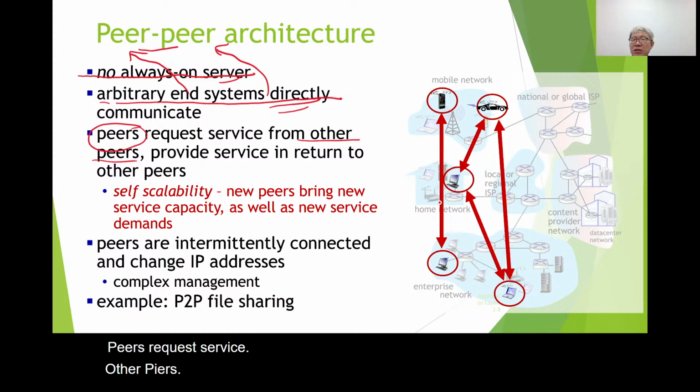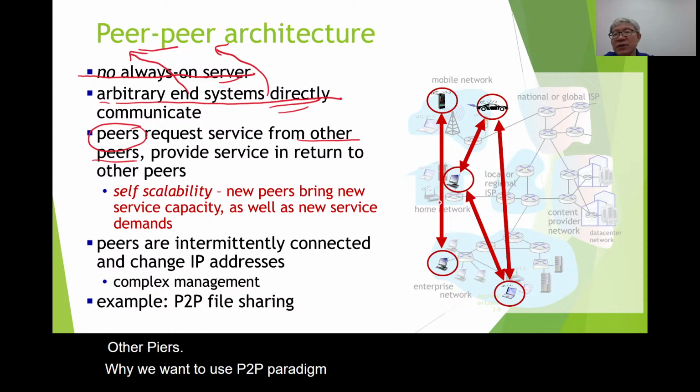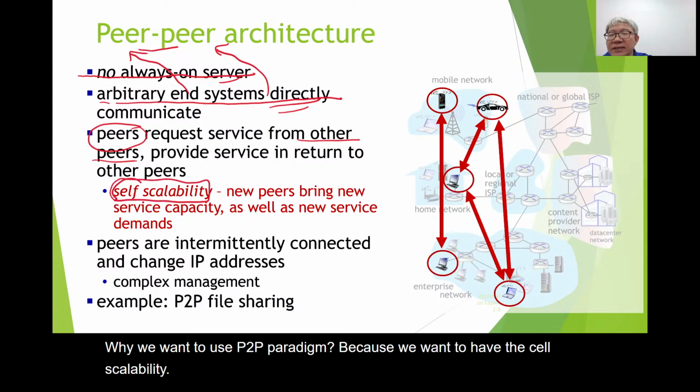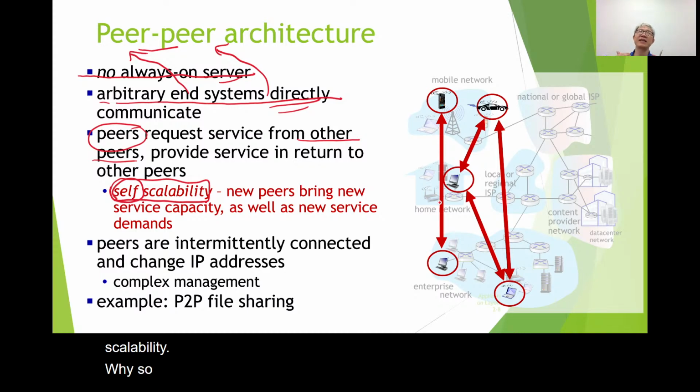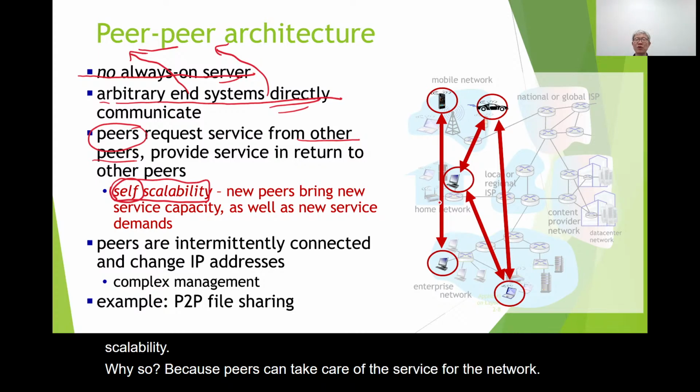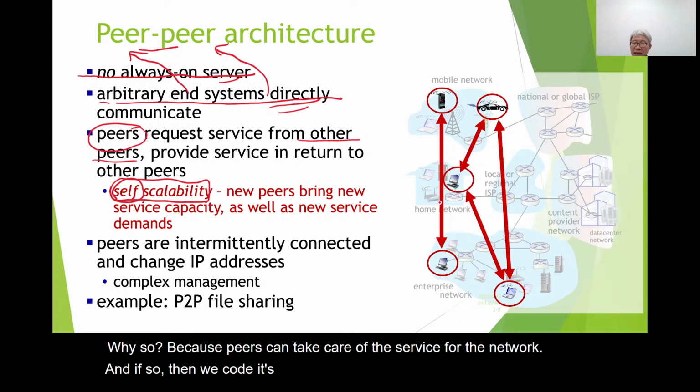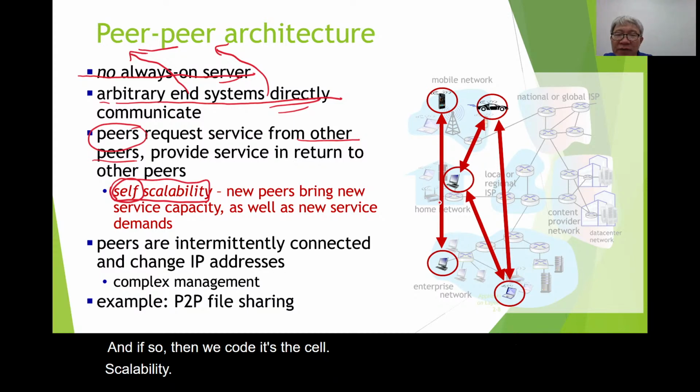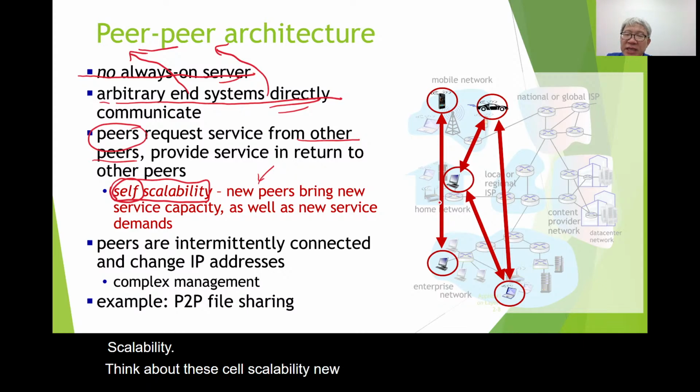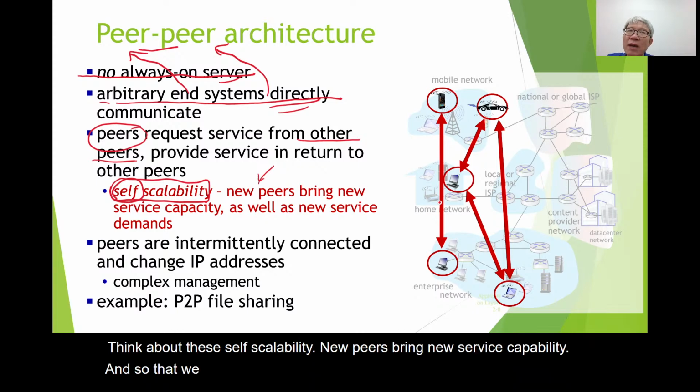Why do we want to use the P2P paradigm? Because we want to have self-scalability. Why self? Because peers can take care of the service for the network, and if so, we call it self-scalability. Well, think about this: with self-scalability, new peers bring new service capability, so that we can satisfy the requirements, or maybe demands, of the current network.